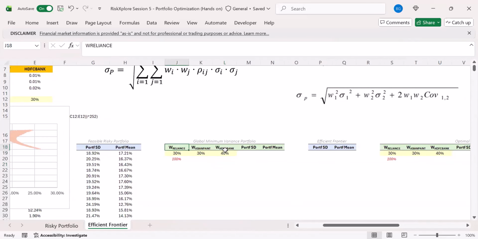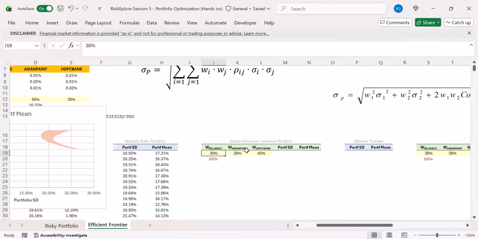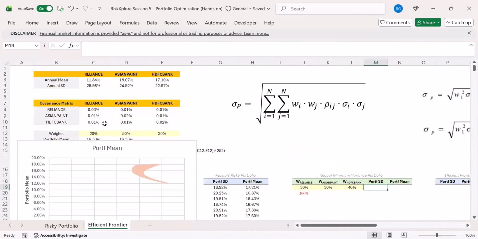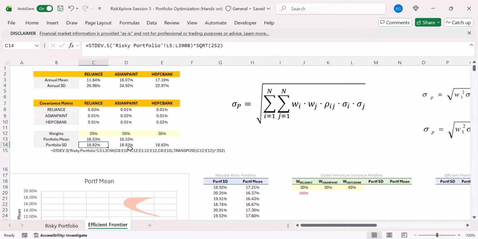What we can do is find the global minimum variance portfolio such that our portfolio SD is minimized. We will find the minimum portfolio SD. Okay, so how do we do that? For that we can again find the portfolio SD using these weights here. We have assumed these weights, and to find the portfolio SD, we can use the same formula that we derived here as well.